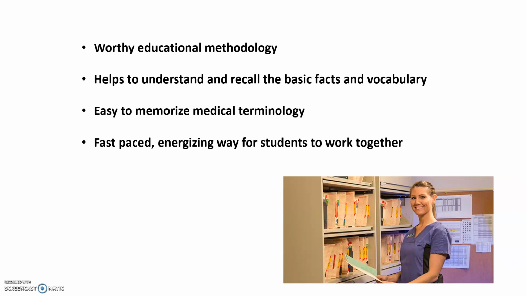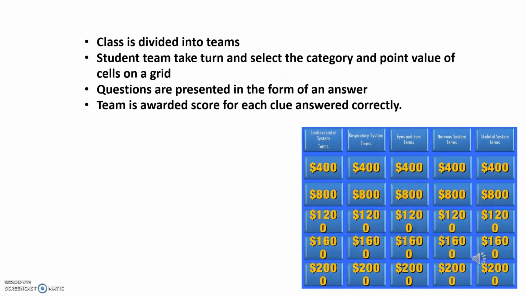Team Jeopardy offers a fast-paced, energizing way for students to work together as they review this kind of material, very useful to memorize. The class is divided into teams. Student teams take turns selecting the category and point value of cells on a grid that correspond to course content questions, and then compete to answer these questions correctly. As on Jeopardy, questions are presented in the form of an answer. For example, the correct response to the grid question "gametes" is "What are sex cells?"